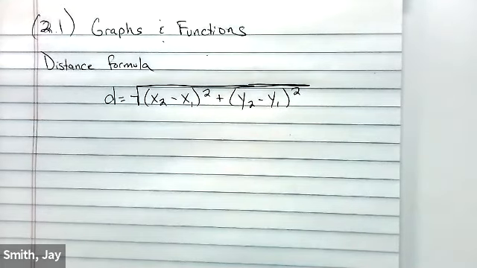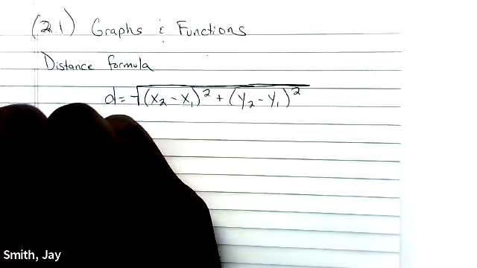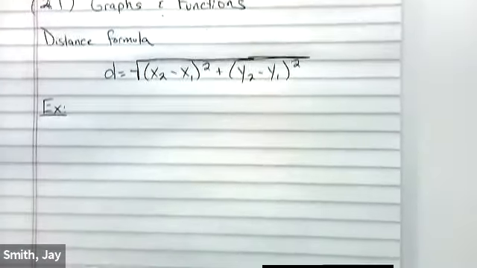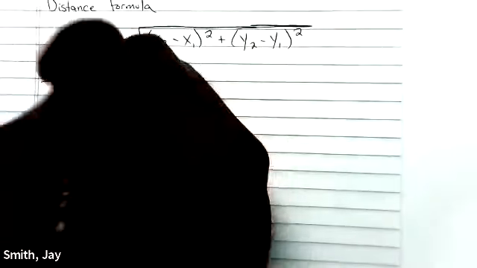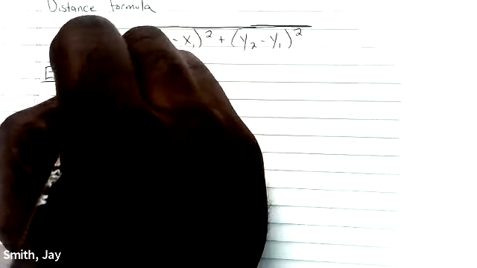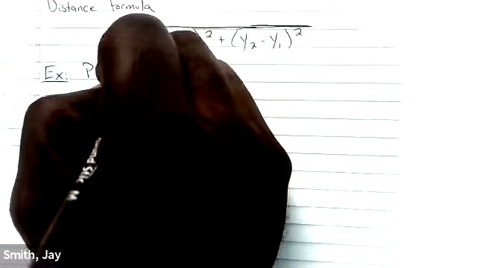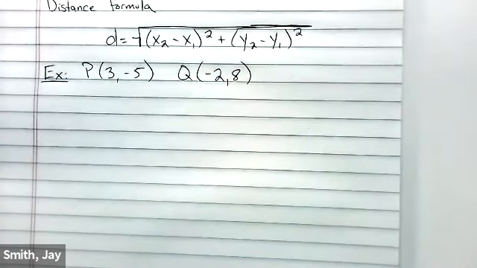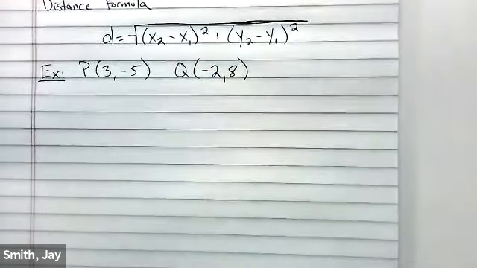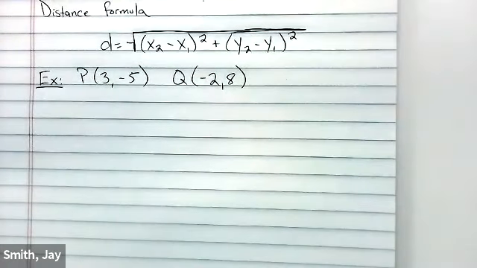The first type of example we're going to see here is just us plainly trying to figure out what the distance between 2 points is. So if we're given the point P, which is the ordered pair 3, -5, and the point Q, which is the ordered pair -2, 8. We're trying to find the distance between those 2 points. So this is a good candidate for a distance formula problem.